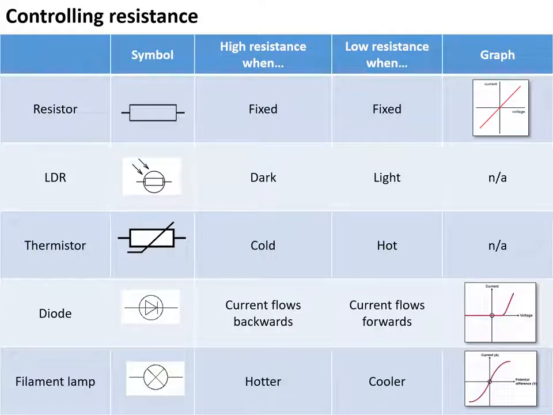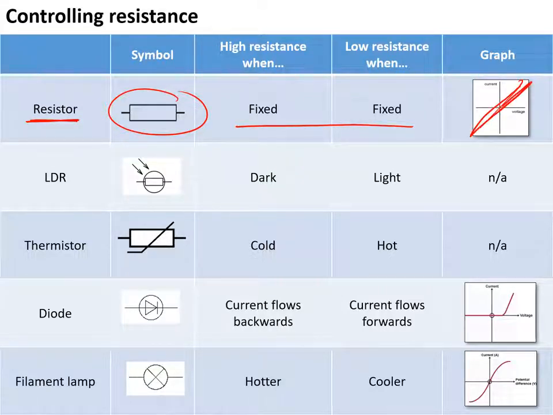Let's look at the resistance in a range of different components. So in a standard resistor, note the symbol there, resistance is fixed at all times, and the graph of current versus potential difference shows direct proportion. Higher voltage leads to higher current. An LDR, light dependent resistor, has high resistance when it's dark, low resistance when it's light.